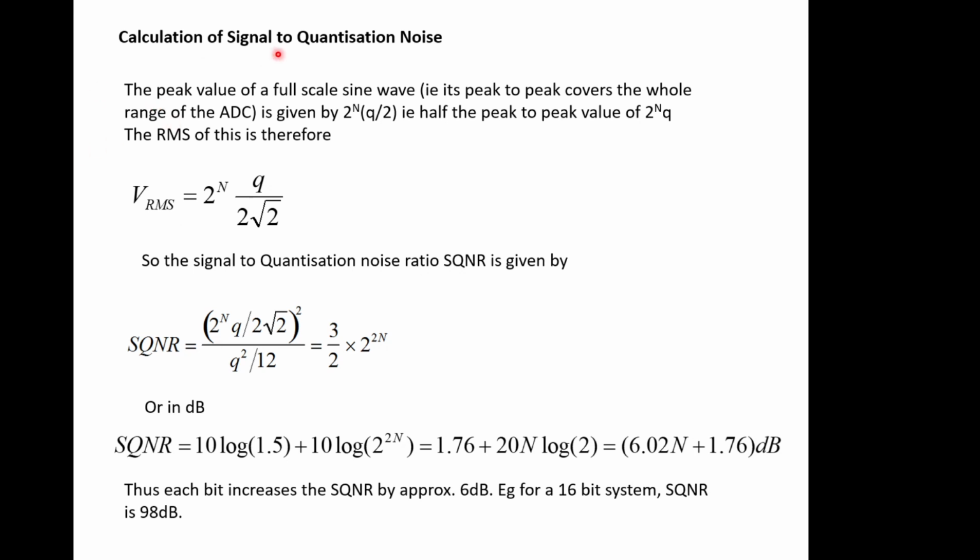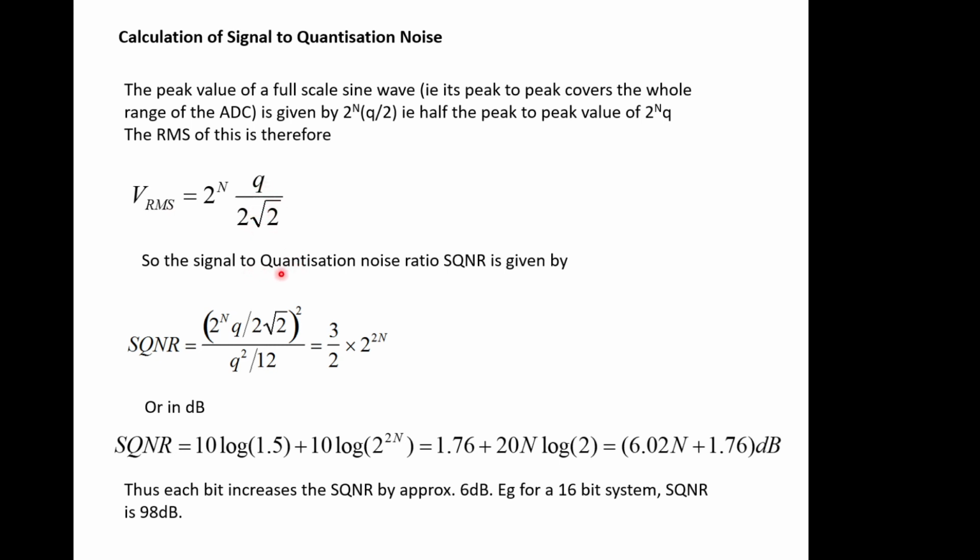And this allows us to calculate a signal to quantization noise ratio then, because the peak to peak value of the full scale sine wave covers the whole range of the ADC, so we're assuming that we're putting the maximum signal we can into this A to D converter. That's going to be given by 2 to the n, where n is the number of bits, times the quantization error q, and the amplitude is half of it. So we end up with the RMS voltage of the input signal, in terms of quantization error anyway, being 2 to the n times q over 2 root 2.